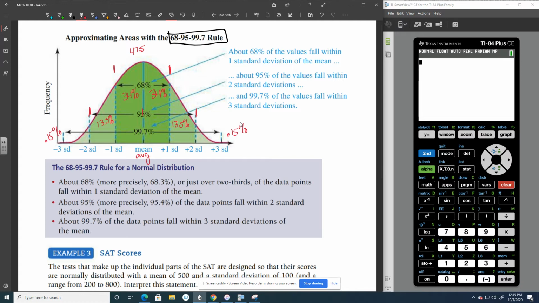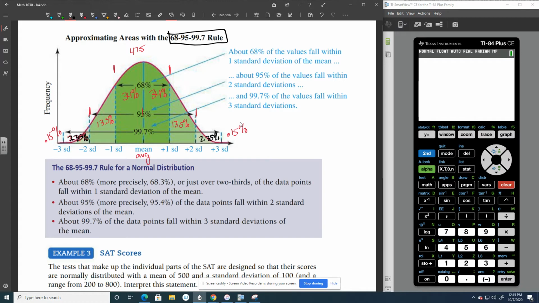So between here, let's see, we went up what, 4.7. So this is going to be 2.35% of the data. And this is going, let's use a different color right there, 2.35%, which means this gap has 2.35% of the data.